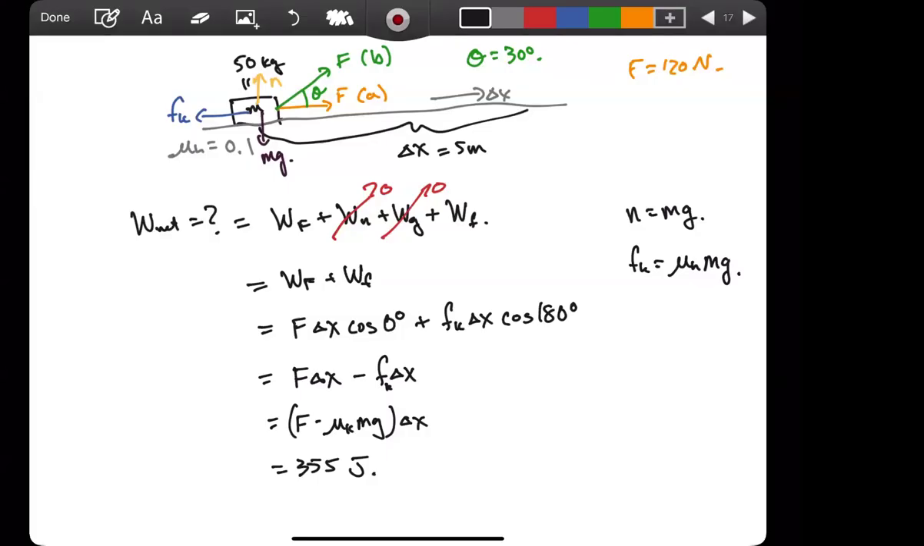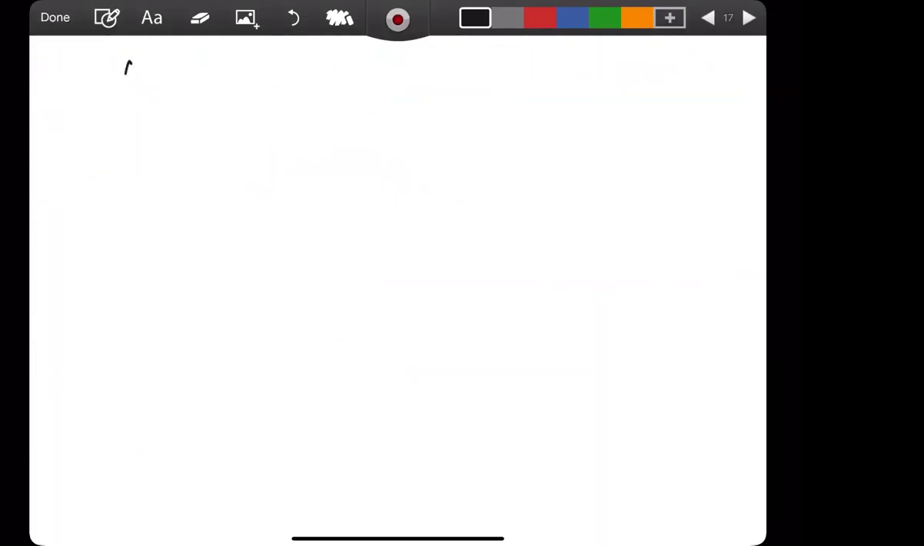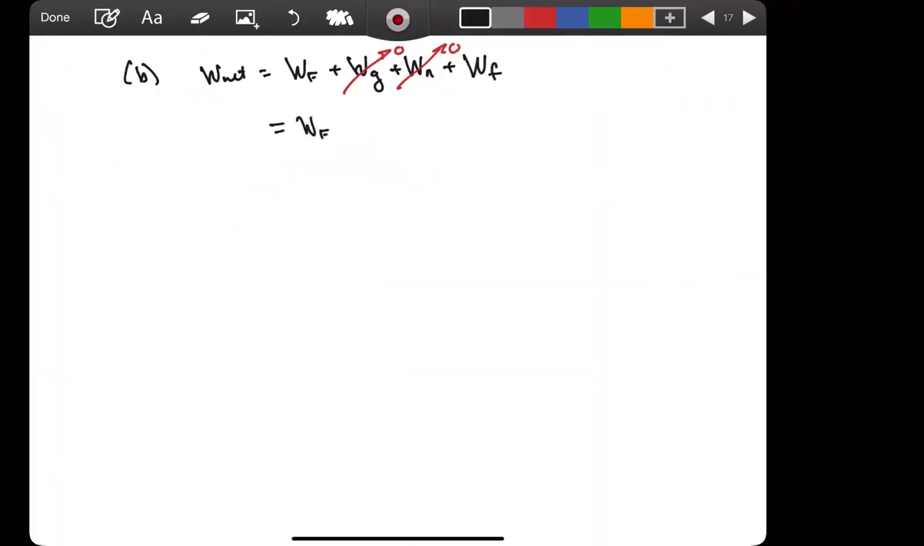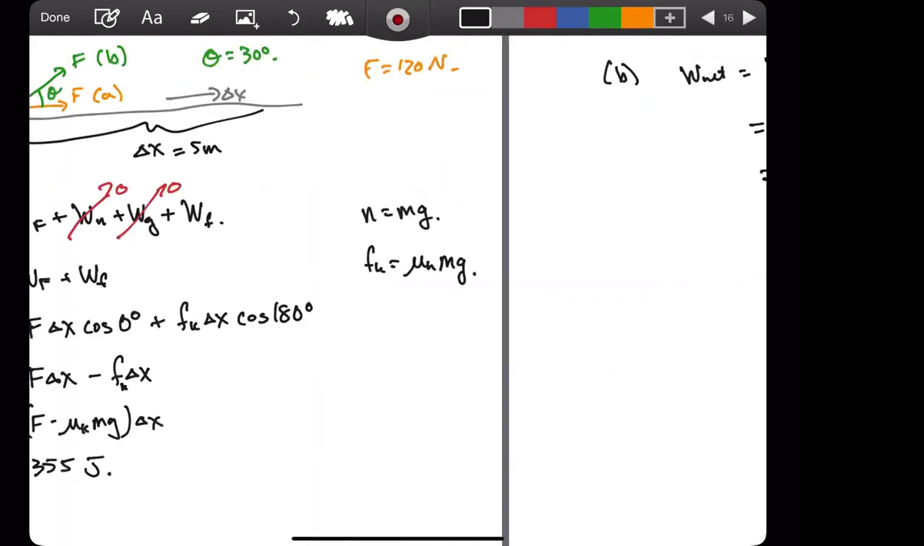Now in the second case, let's do the same thing. So here, for the second case, part B, the net work is equal to the work of the force plus the work done by the gravitational force plus the work done by the normal force plus the work done by friction. Again, the gravitational force and the normal force are perpendicular to the direction, so those are going to give me 0 work. So again, this is going to be the work done by the friction plus the work done by the pulling force. By definition, this is the force times the displacement times cosine of the angle between the two.